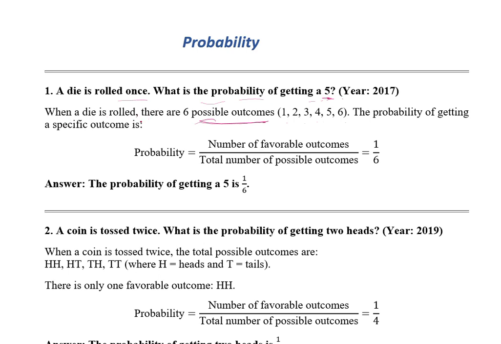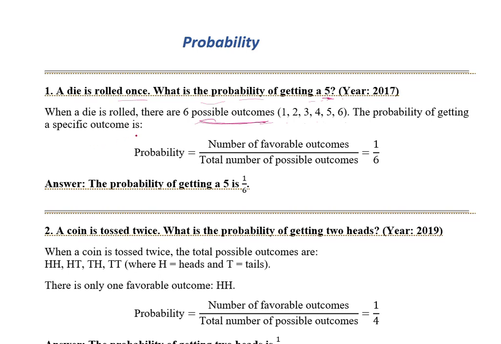When a dice is rolled, there are 6 possible outcomes: 1, 2, 3, 4, 5, 6. The probability of getting a specific outcome is the total number of favorable outcomes divided by the total number of possible outcomes. Favorable outcome is 1, possible outcomes are 6, so the probability is 1/6. Clear?